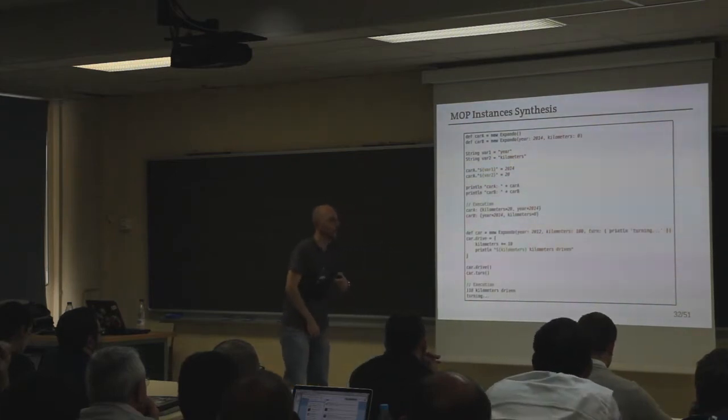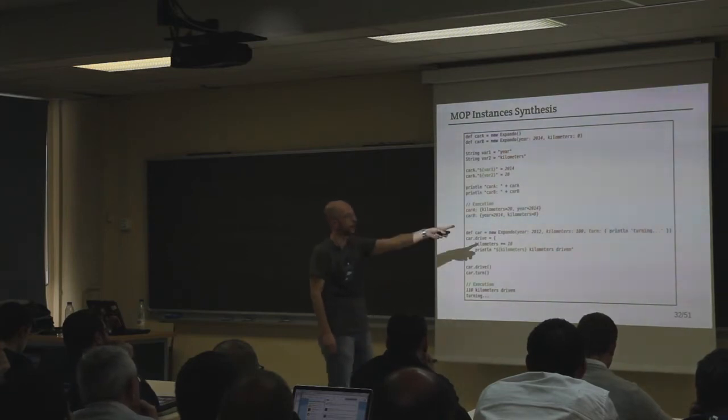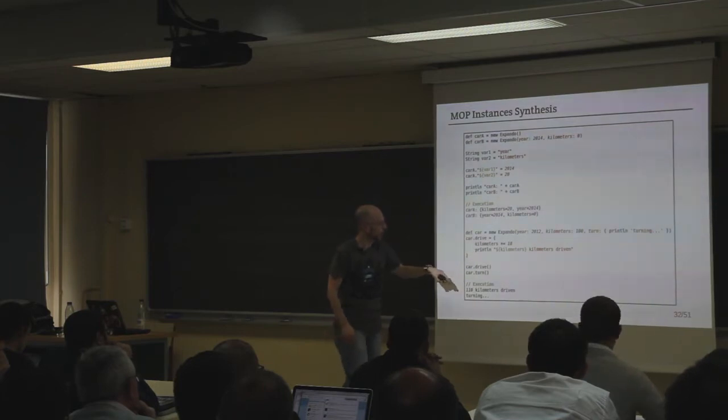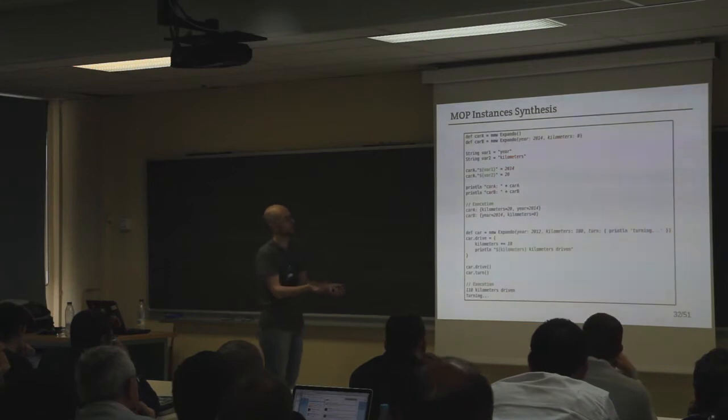And here we are also creating another class, and we are adding methods. We add the turn method and the drive method. They are closures, and we can execute them just like this, and it will be the execution.